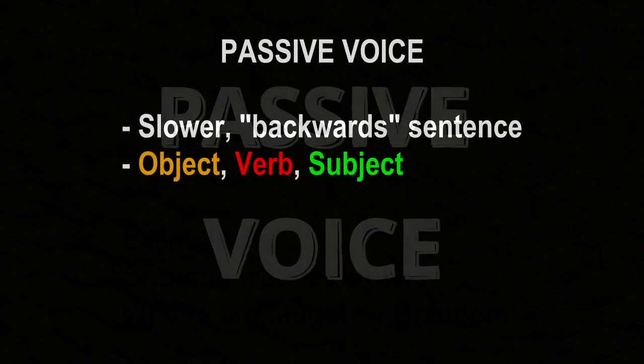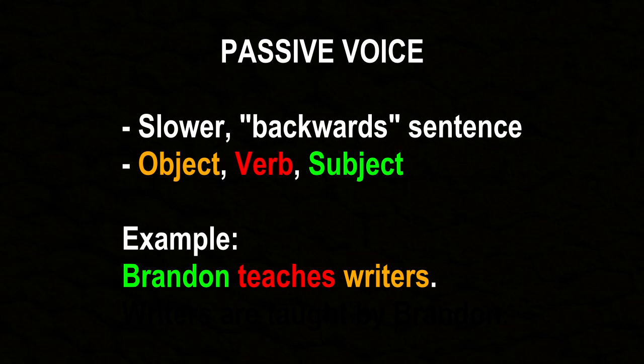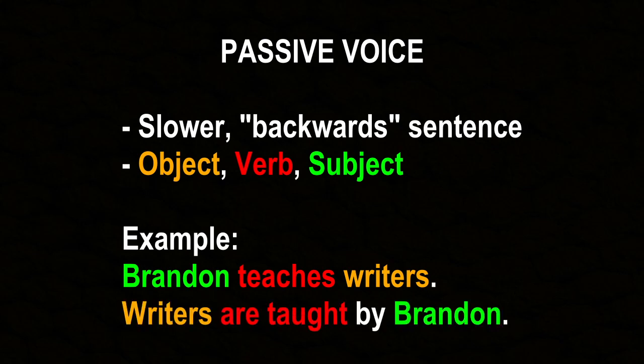Now, for passive voice, everything gets flipped around. Instead of the subject coming before the verb, the subject comes after the verb. And then the object gets moved to the front of the sentence before the verb. So if we're going to rewrite that sentence I just gave you in the passive voice, we would say, writers are taught by Brandon. Now, if you notice, the passive voice version of this sentence is longer and it's backwards. And that can cause some confusion for your readers. It can slow the story down. And that's often why you hear people saying, don't use passive voice in your writing. And it's pretty good advice for the most part.